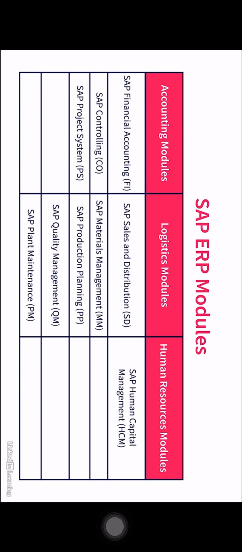The SAP Materials Management module includes purchasing, inventory management, and valuation. Next, SAP Production Planning includes production order processing and materials requirement planning. SAP Quality Management is where incoming, in-process, and final inspection are done. And SAP Plant Maintenance includes breakdown, predictive, and preventive maintenance functions.